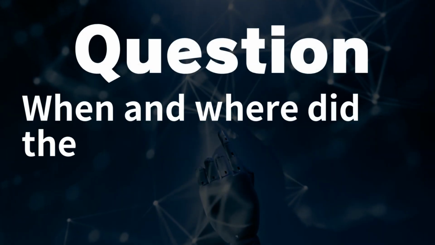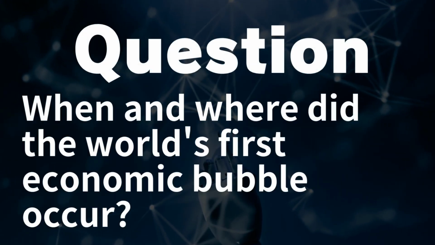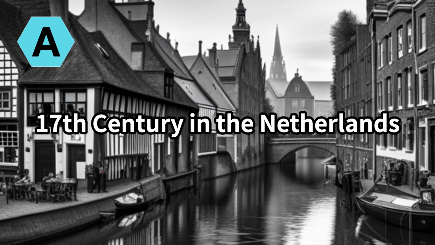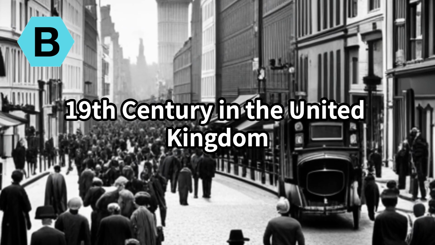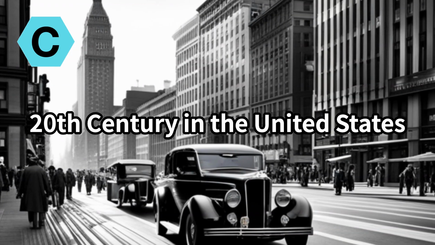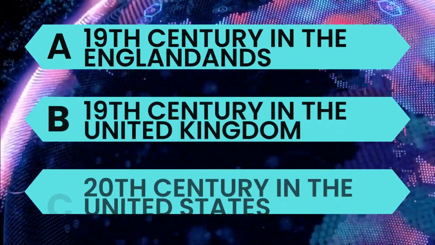Question: when and where did the world's first economic bubble occur? A. 17th century in the Netherlands. B. 19th century in the United Kingdom. C. 20th century in the United States. Have you got an idea of the answer?